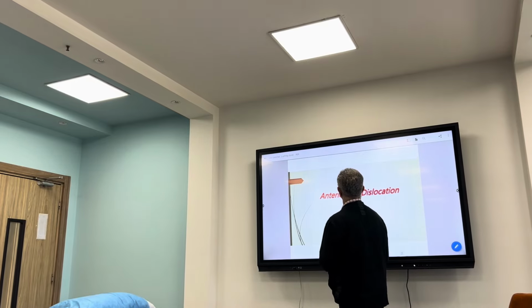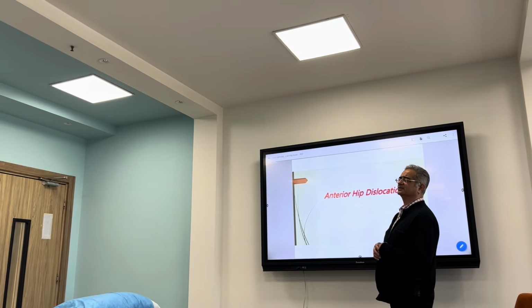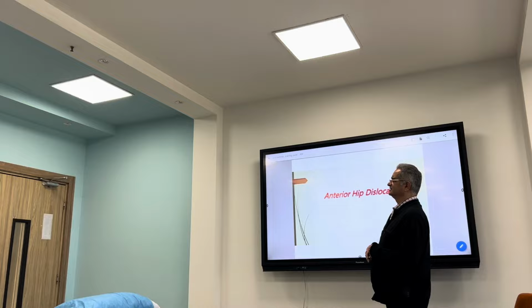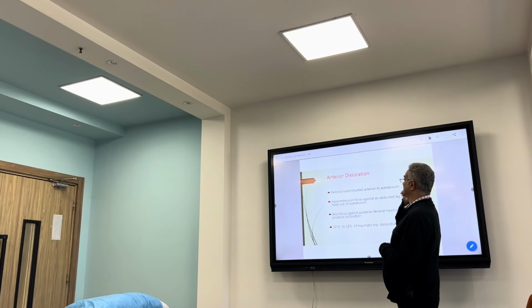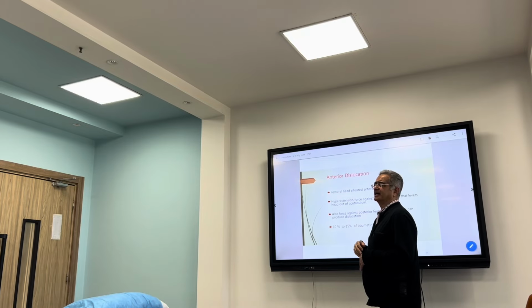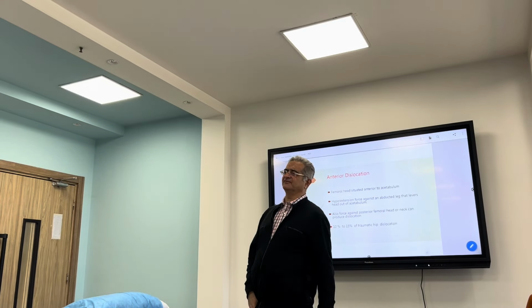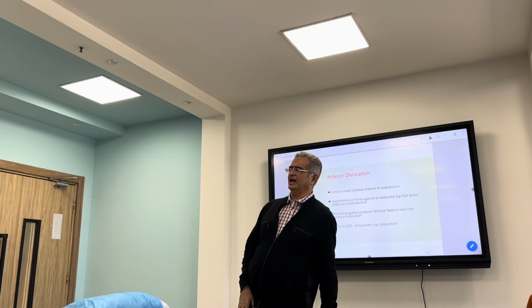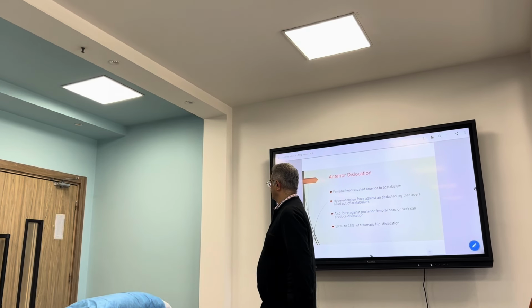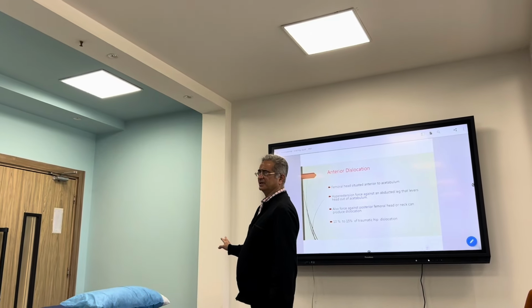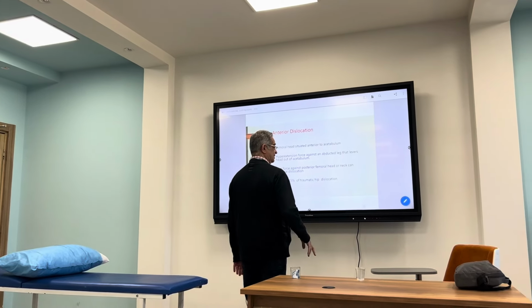So we do have another type of dislocation, which is anterior dislocation. Anterior dislocation happens with some level of flexion or extension, abduction, and external rotation. So again, it may happen in a car accident as well.